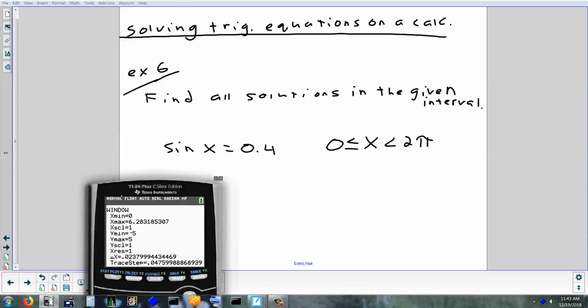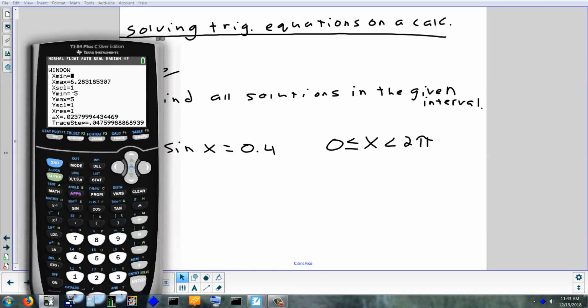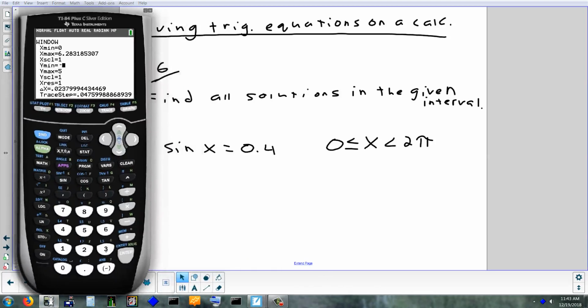Now, this is just the basic sine function, so it's only going to go negative 1 to 1. If I keep it set at negative 5 to 5, it's okay. You're still going to be able to see it. But I would like to zoom in a little. Okay. So I've set up my window. I've got everything typed in. Let's hit graph.